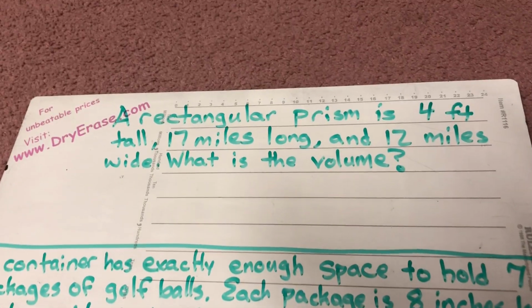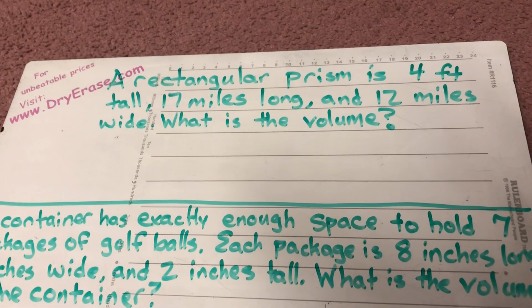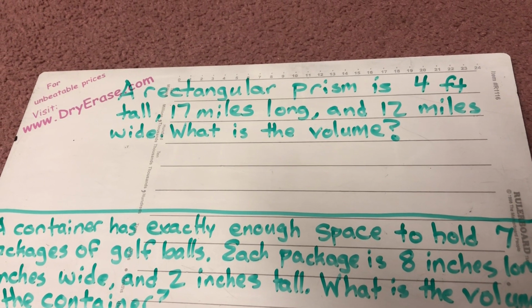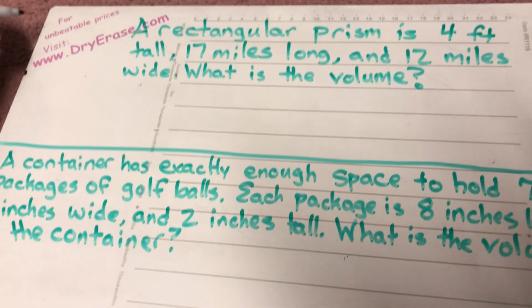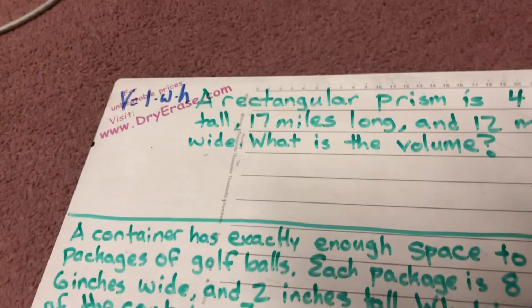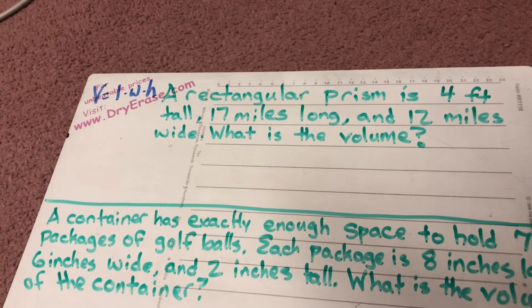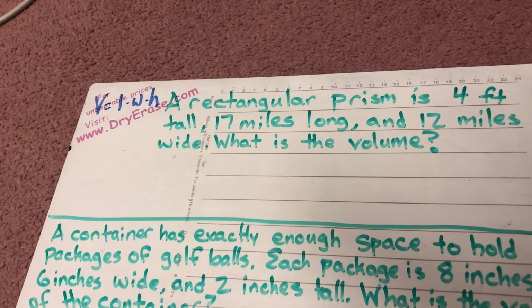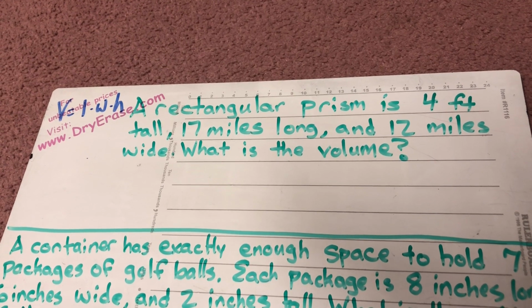All right, now you'll also have some story problems that you'll deal with, and I'm not expecting much difficulty here. This first one's pretty straightforward. A rectangular prism is 4 feet tall, 17 miles long, and 12 miles wide. What is the volume? Well, volume, as we talked about, is length times width times height. So once again, it tells us how tall it is, how long it is, how wide it is, and it doesn't matter what order we multiply the numbers in because it's all just multiplication anyway. If we do it right, no matter what order or combination we use, we're going to get the same answer.